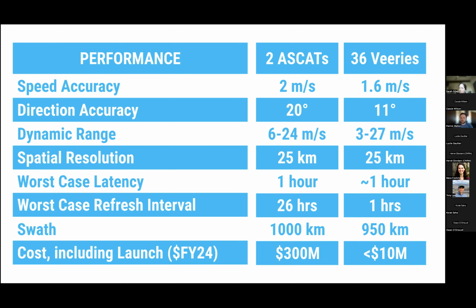And then the 36 Veeries gets us 1 hour in refresh. So it gets us the hourly refresh constellation. And then the swath is almost as wide as ASCAT with all these performance characteristics. It's actually a bit wider if you include the near swath, but in this case, I've excluded it from this chart because the near swath has worse performance.